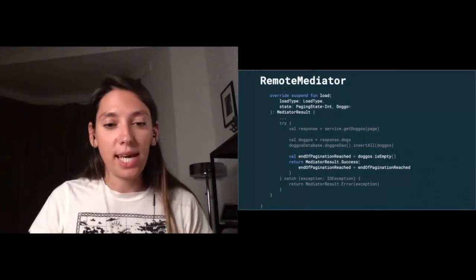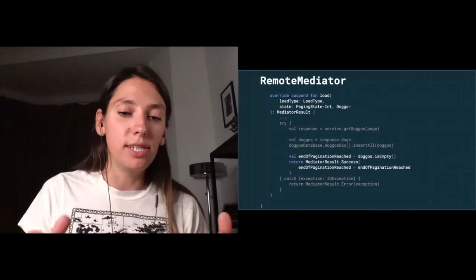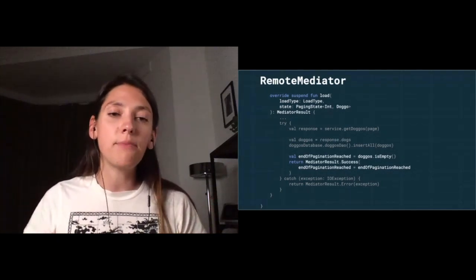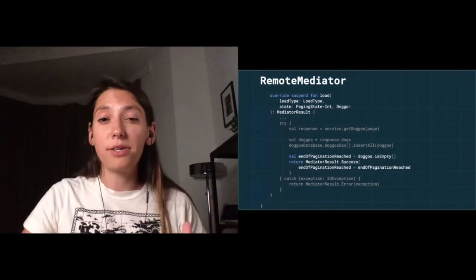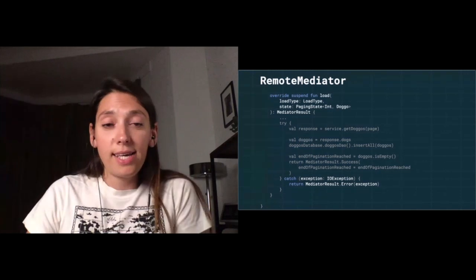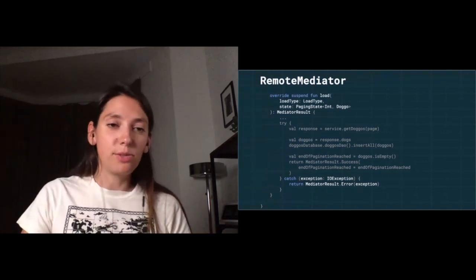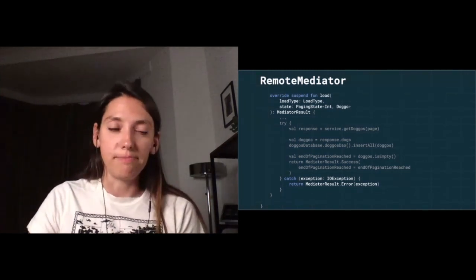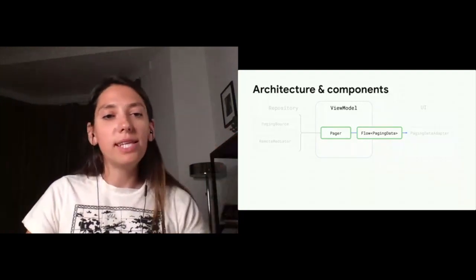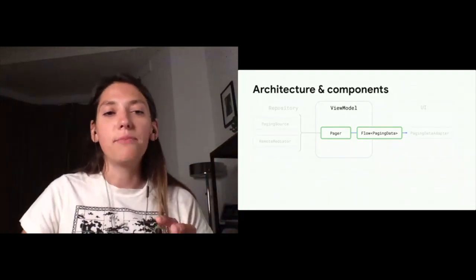So this means that we'll just return a success with end of pagination true. And similarly, we will have to tell paging whether an error occurred when retrieving the data. And that's all you need to do when implementing a remote mediator. So now that I've looked at the repository layer, let's look at the view model layer.